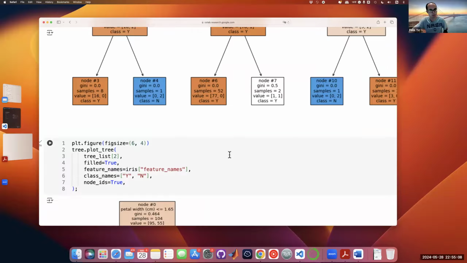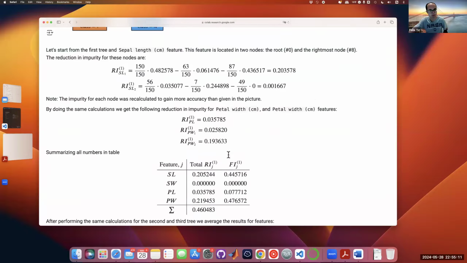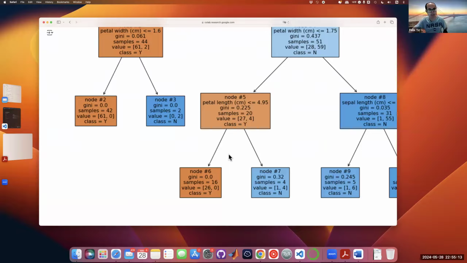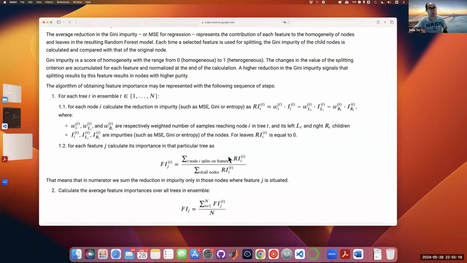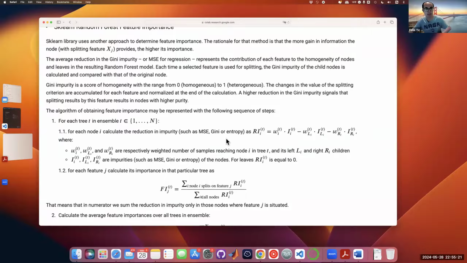Let me see right here. So let's look at some very specific examples. This scikit-learn approach is slightly different. For example, the more information gain we have from splitting on a feature, the higher the feature importance. Here we use the Gini impurity as a measure of the information gain.